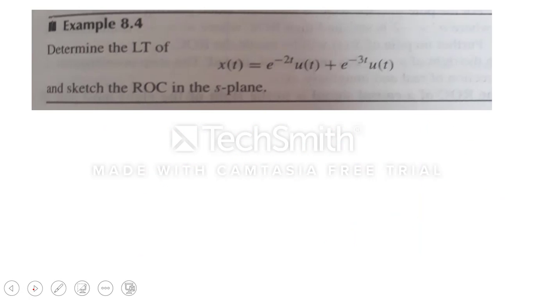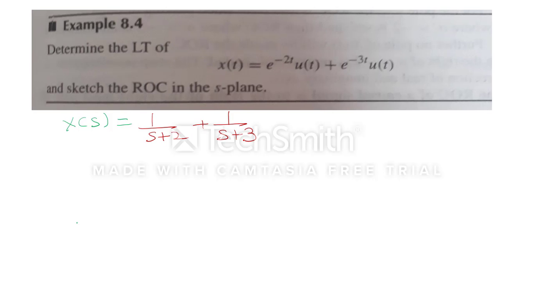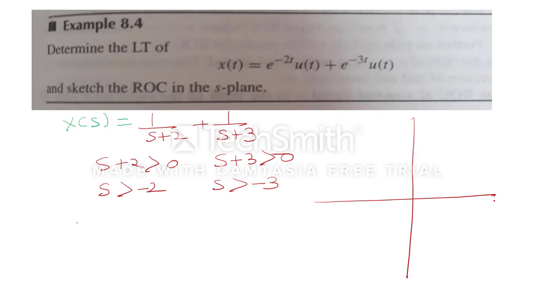Now the next numerical. In this case both are positive expressions, u(t) is there. So directly I am writing X(s) will be equal to 1 upon s plus 2 plus 1 upon s plus 3. Because u(t) is there, s plus 2 will be greater than 0, and here s plus 3 will be greater than 0. So s will be greater than minus 2 and s will be greater than minus 3. When we try to plot the ROC, here it is sigma, it is j omega, it is minus 2, it is minus 3.